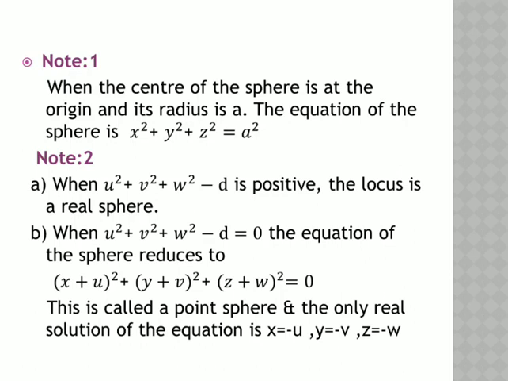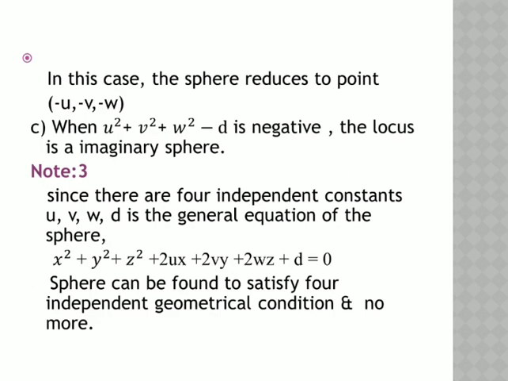Now we see note 2. When u square plus v square plus w square minus d is positive, the locus is a real sphere. When u square plus v square plus w square minus d is equal to 0, the equation of the sphere reduces to x plus u whole square plus y plus v whole square plus z plus w whole square is equal to 0. This is called a point sphere, and the only solution of the equation is x is equal to minus u, y is equal to minus v and z is equal to minus w. In this case the sphere reduces to the point minus u, minus v, minus w.